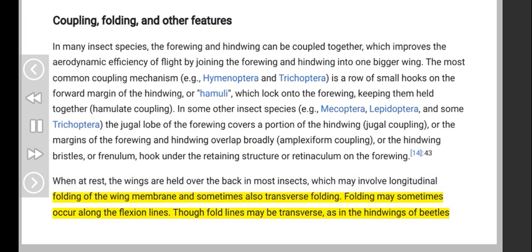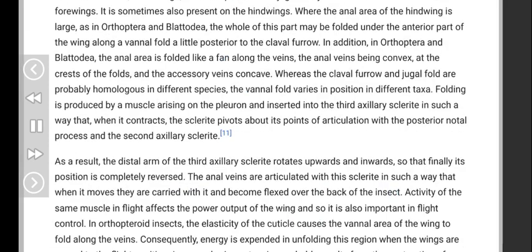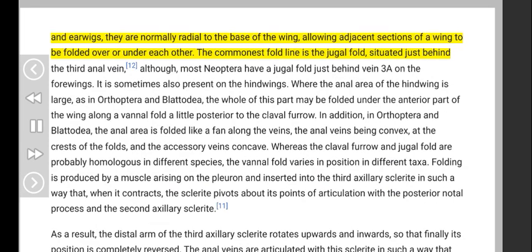Folding may sometimes occur along the flexion lines. Though fold lines may be transverse, as in the hind wings of beetles and earwigs, they are normally radial to the base of the wing, allowing adjacent sections of a wing to be folded over or under each other. The commonest fold line is the jugal fold, situated just behind the third anal vein, although most Neoptera have a jugal fold just behind vein 3A on the forewings. It is sometimes also present on the hind wings.